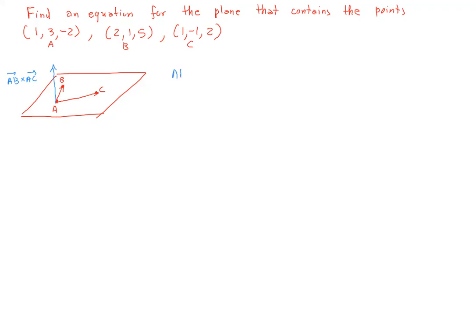So what is AB cross AC? First of all, let's find the vectors AB and AC. So they are (0, -2, 7) cross with (0, -4, 4). Again, I'm subtracting the coordinates of A from the coordinates of B. Okay, and here is the cross product.